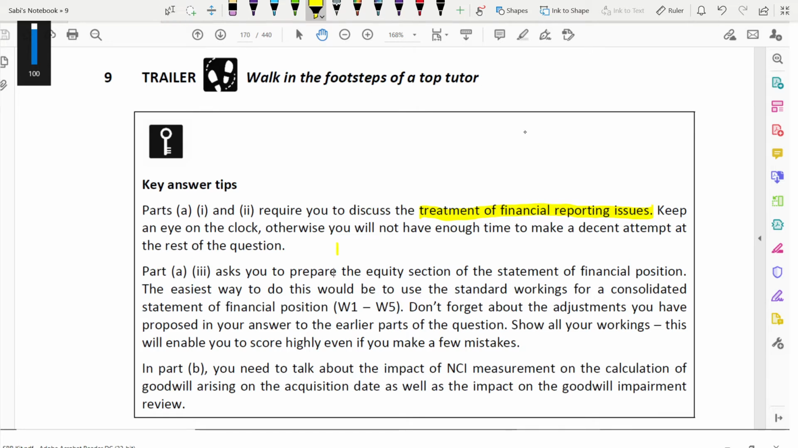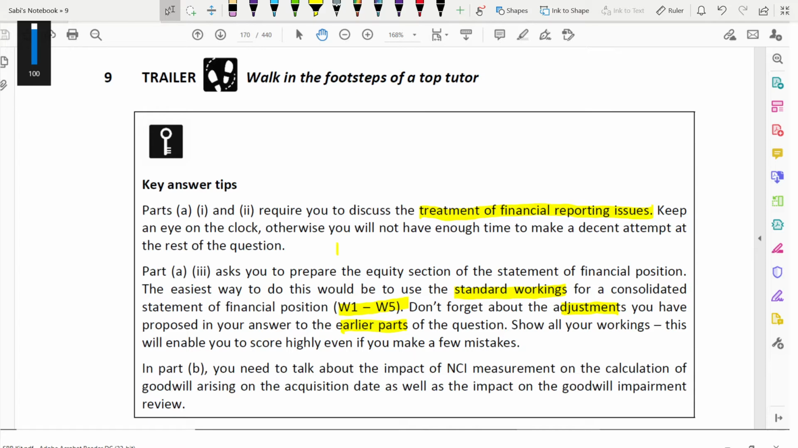The third part asks you to present the equity section of the statement of financial position. The easiest way to do this would be to use the standard workings for the consolidated statement of financial position, working 1 to 5. We'll see. Don't forget about the adjustments you have proposed in your answer to the earlier parts of the question. What does it mean? Adjustments that you have made in the earlier parts of the question you will need in the third part of A. It's interlinked, and you have to do it in that order. That's why I always say do the requirements in order, because sometimes you need the previous answer to do the current one.